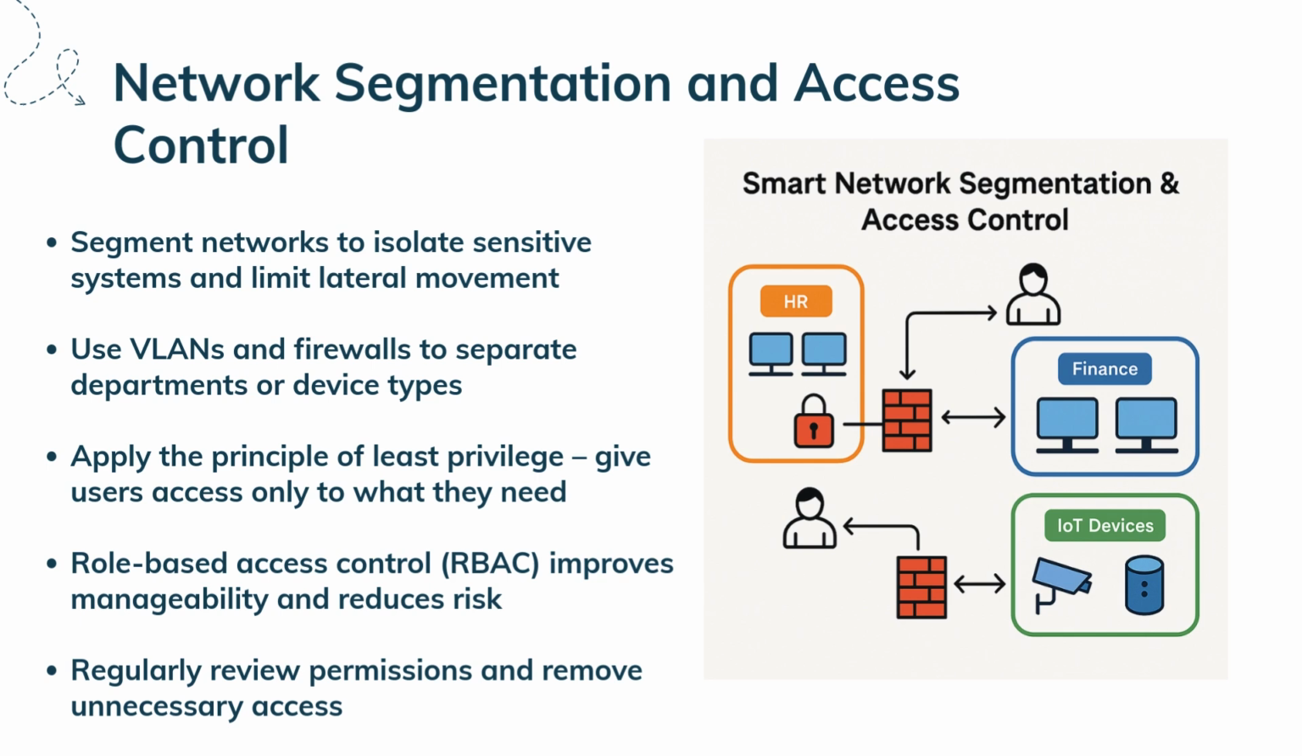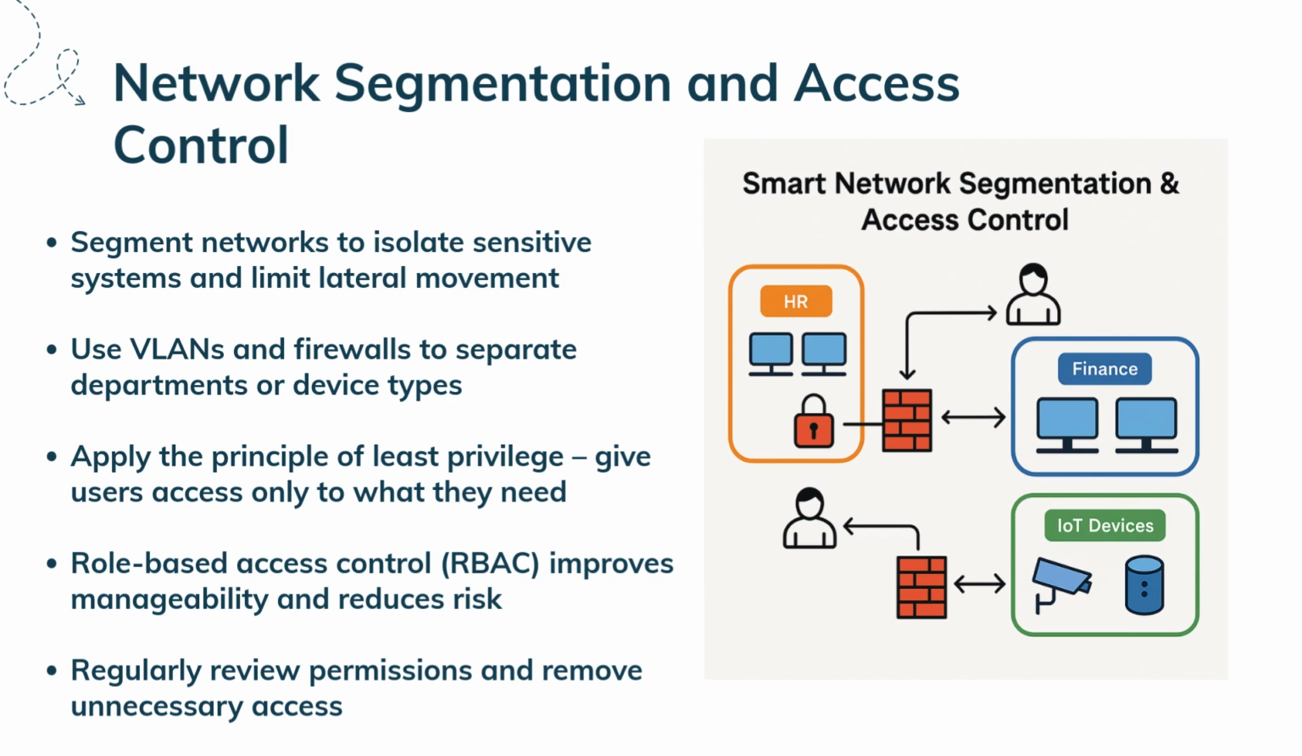By segmenting your network, you can isolate sensitive data, applications, or even devices, like keeping your finance systems separate from employee laptops or IoT devices. That way, if something gets compromised, it can't spread everywhere. VLANs and firewalls are great tools to help with this, allowing you to define and control what traffic goes where.